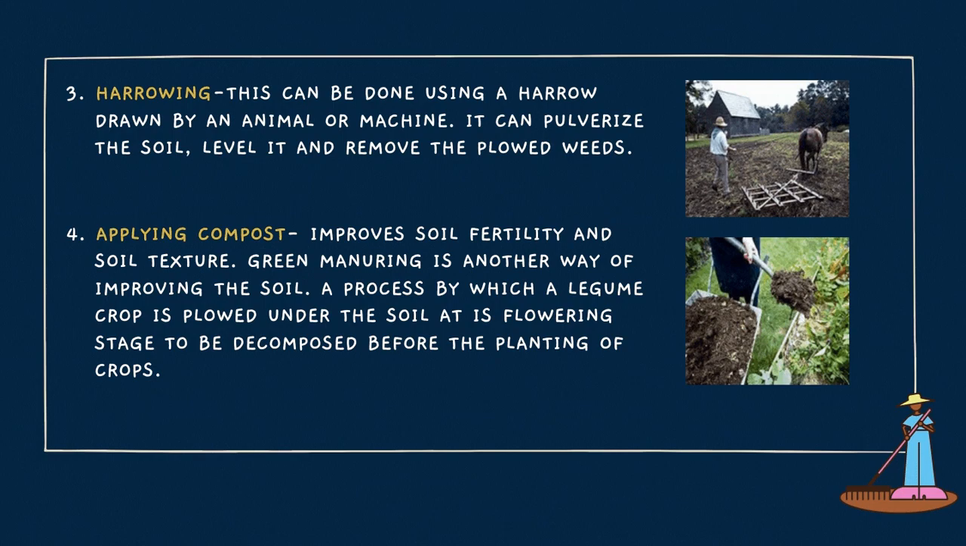Number 3. Harrowing. This can be done using a harrow drawn by an animal or machine. It can pulverize the soil, leaven it, and remove the plowed weeds.